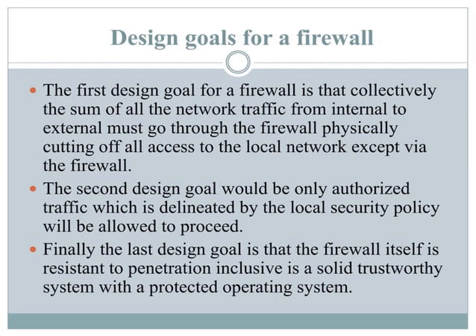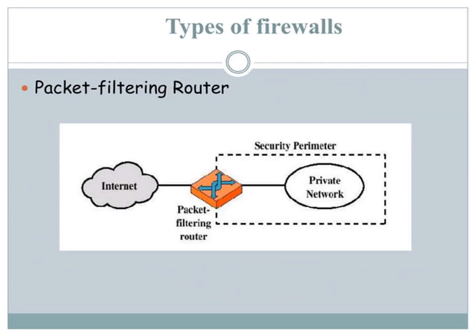Then, types of firewall. Packet filtering router. From the internet, the packet filtering router can filter traffic and move it to the private network, that means the normal computers. What is meant by packet filtering?